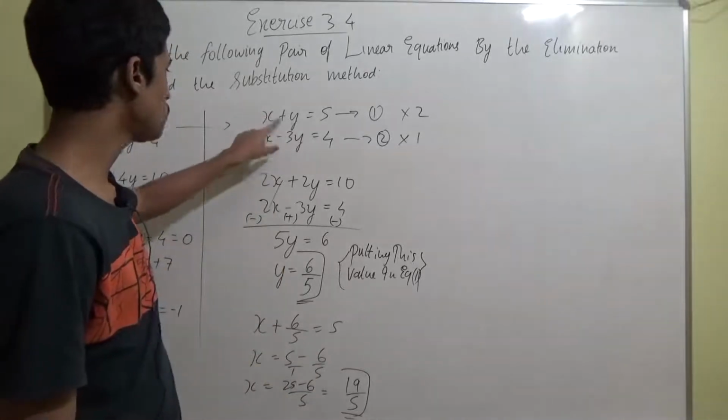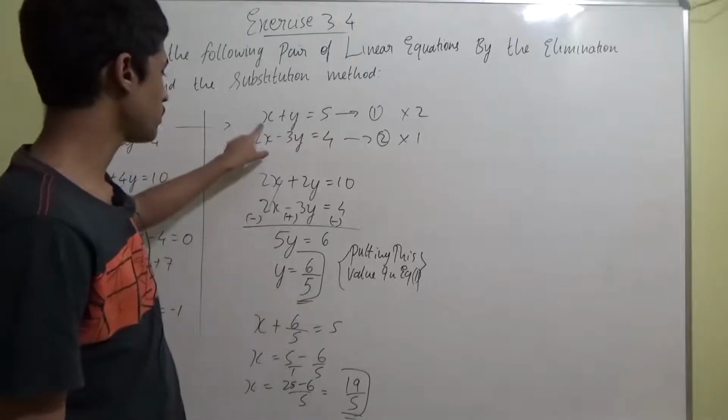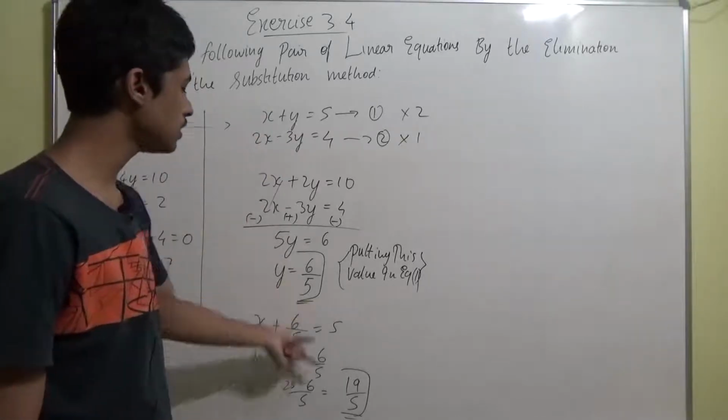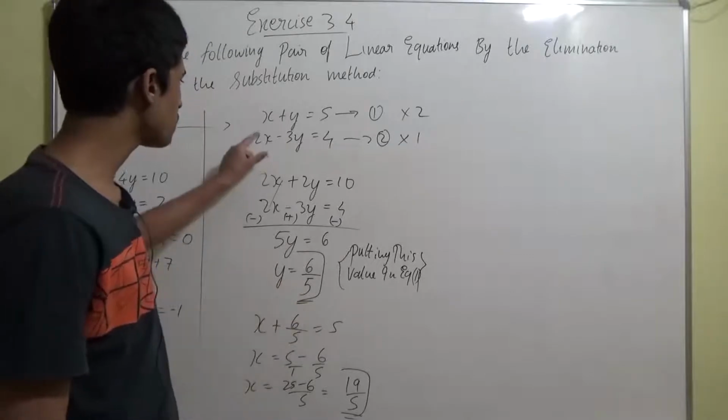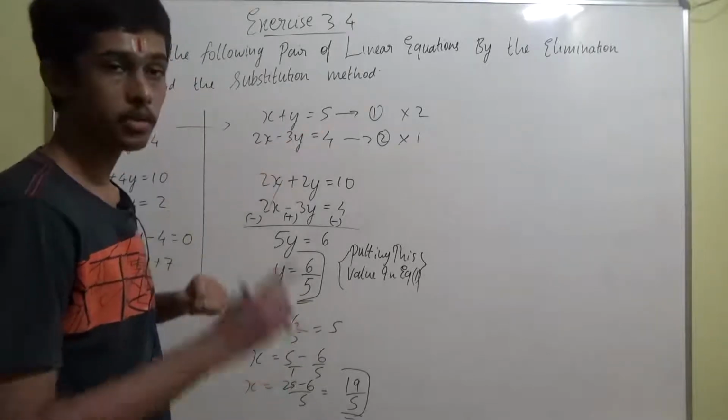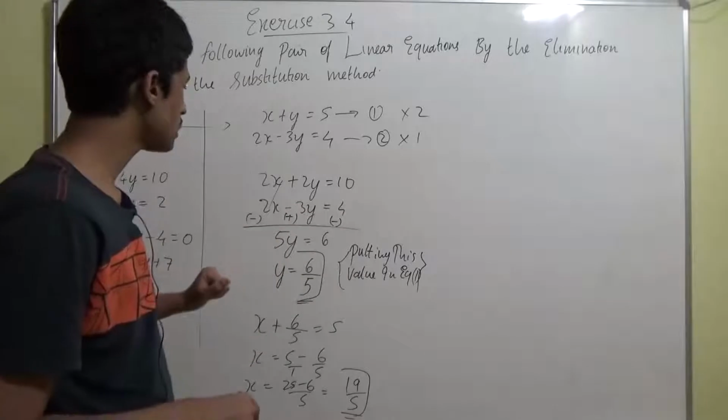So 6 by 5 in place of y plus 19 by 5, it will become equal to 6 plus 19, because the denominator is same. It will become 25 by 5, which will become equal to 5. That will be equation 1 verified. Let's verify with the equation 2 as well.